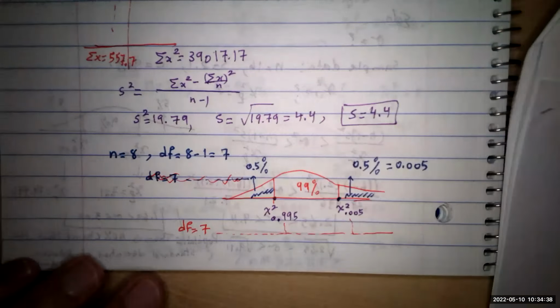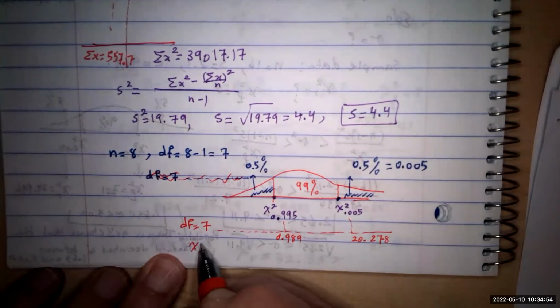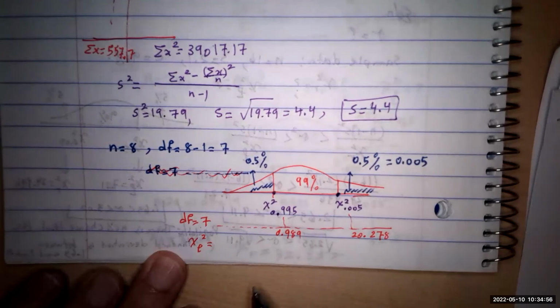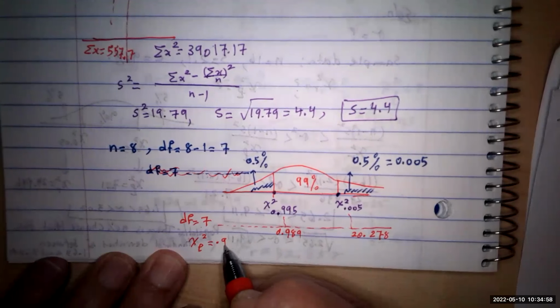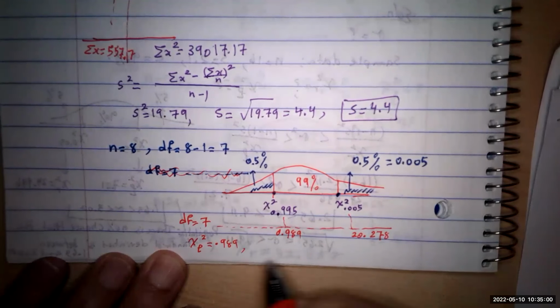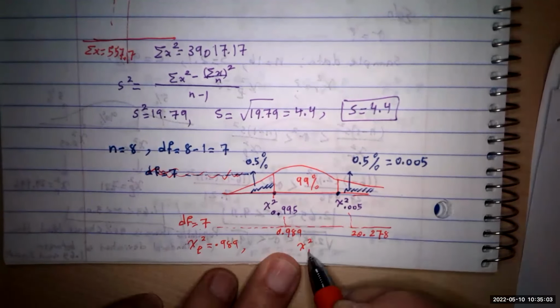Okay, so the chi-square to the left, L for the left, is 0.989, and the chi-square to the right, which is the bigger number, is 20.278. Okay, any question? No, we are almost done. We get the formula and we find it. Any questions? So be careful.